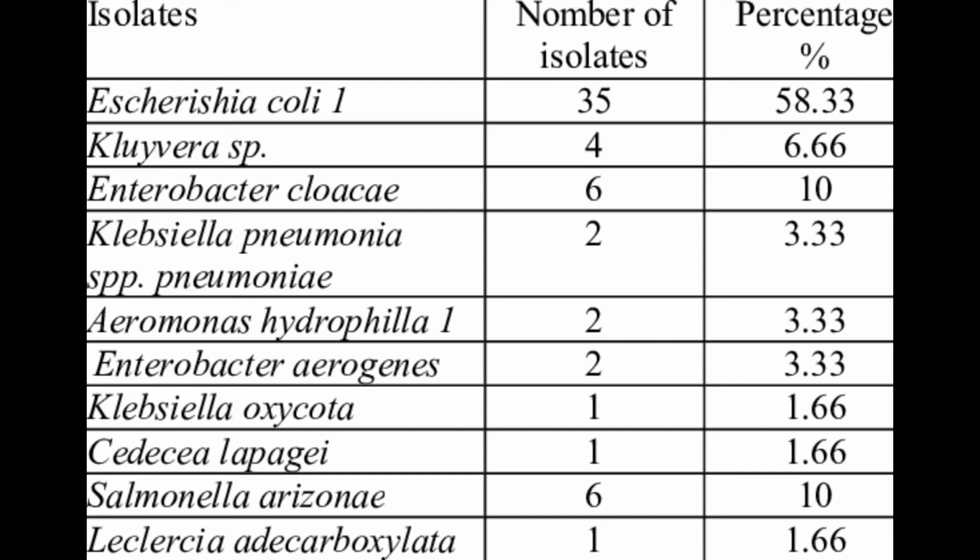So let's talk about the biochemical test. We have the TSI reaction, which detects three primary characteristics: the ability to ferment glucose, lactose, and sucrose, which results in acid; their ability to produce gas like H2 and carbon dioxide; and their ability to produce H2S or cysteinase.